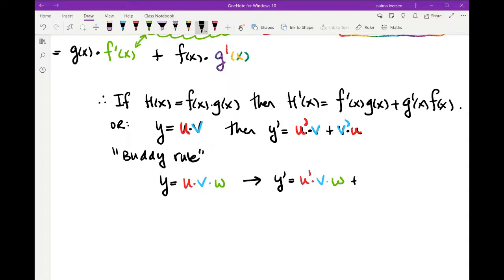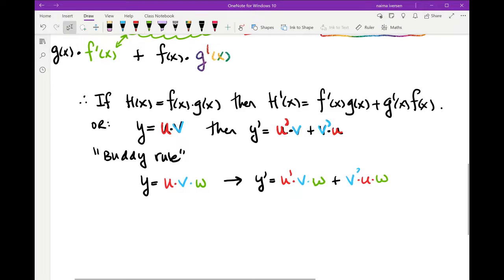And then who comes next? Well, maybe v comes next. v is going to be the derivative while u and w wait for him. And then who needs to be the derivative still? Oh, w needs to be the derivative still while u and v wait. And so when we're dealing with the product rule, we are always dealing with the fact that everybody's going to get a turn at being the derivative.